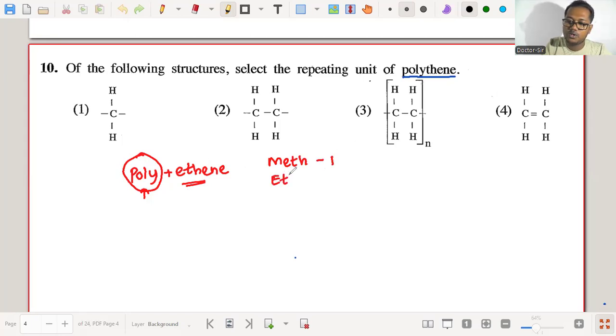Eth for two carbon. Then prop for three carbon. But for four carbon. Pent for five carbon. So this is the naming of the organic compounds, hydrocarbons especially. So we are using these terms to define the number of carbons.